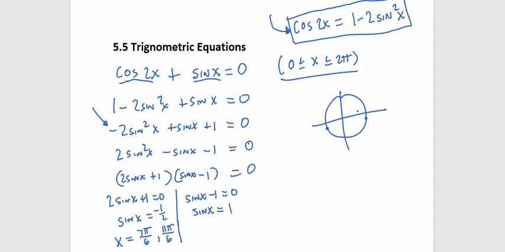All right, sine of x is equal to 1. Well, that's happening only in one spot. That's where my y coordinate is equal to 1 up there at the top of my circle. So that's going to be x is pi over 2.